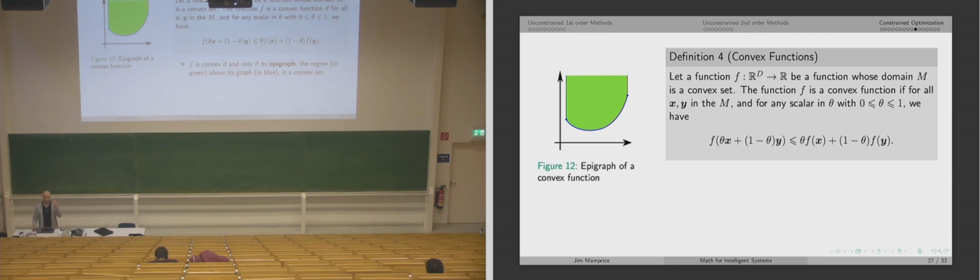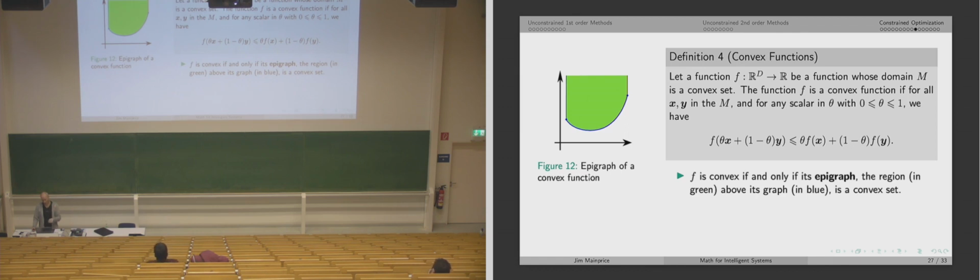It's easier to visualize that equation by thinking f is a convex function if and only if its epigraph, which is this green part above the curve, is a convex set. So if everything that is above the line defined by the convex function is a convex set, and that also holds for high-dimensional cases, then you have a convex function.